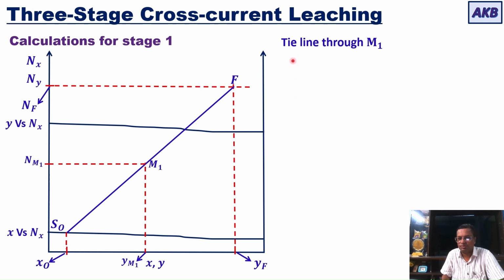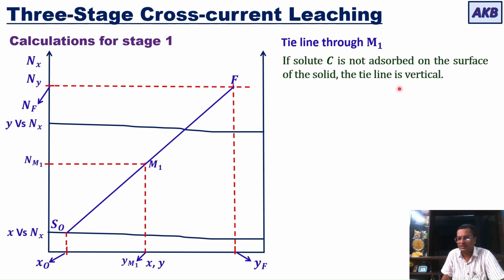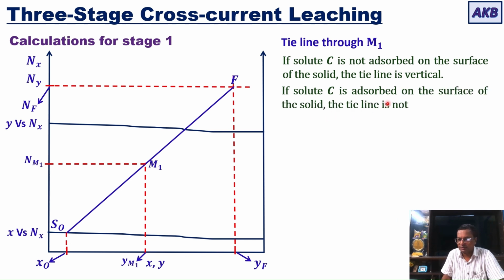Then we have to draw the next item: a tie line that passes through M1. Again, if solute C is not adsorbed on the surface of the solid, then the tie line will be a simple vertical line. But if solute C is adsorbed on the surface of the solid, the tie line is not vertical, because you will have different concentrations in overflow and underflow. In the first case, the concentration of C in the overflow and underflow will be the same. So that's why the tie line will be vertical.